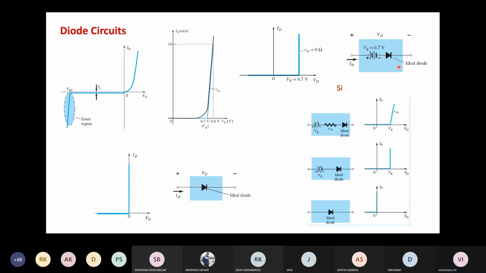Whenever you see a diode in a circuit, depending on the situation, any one of these three models can be used. This is the most accurate one. This is slightly less accurate, and this is an ideal model of the diode. This is very basic stuff, no big thing here. Any question in this?